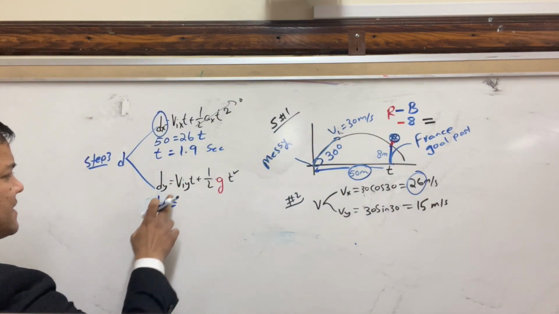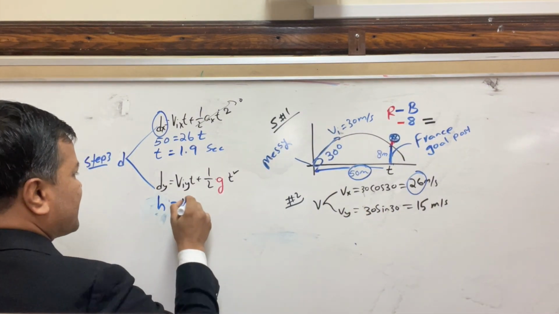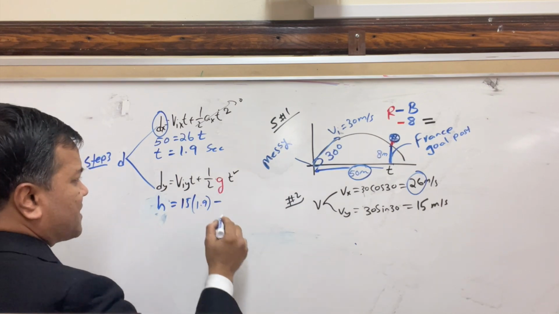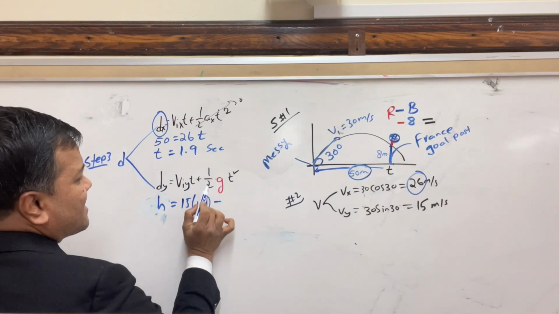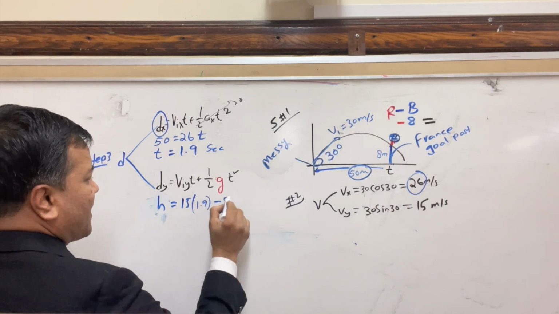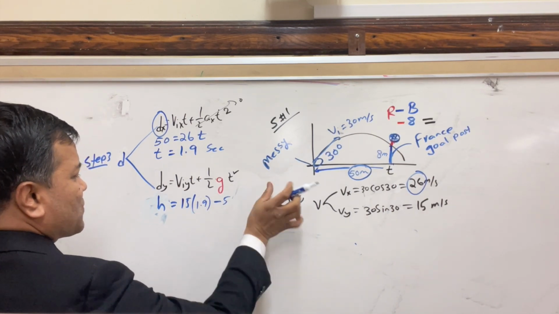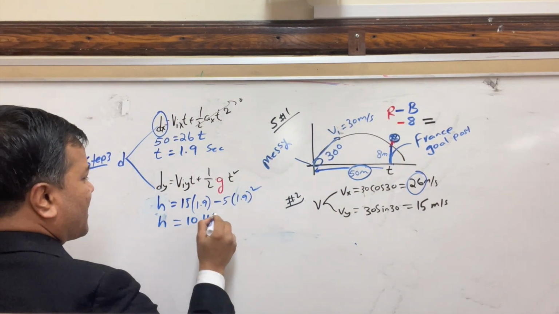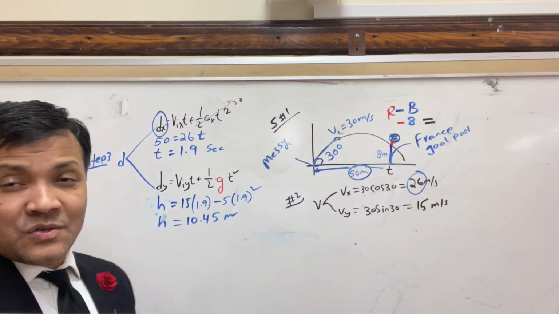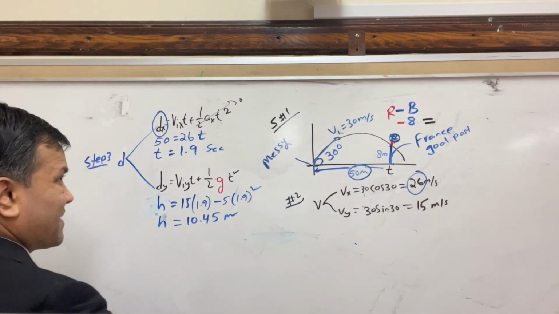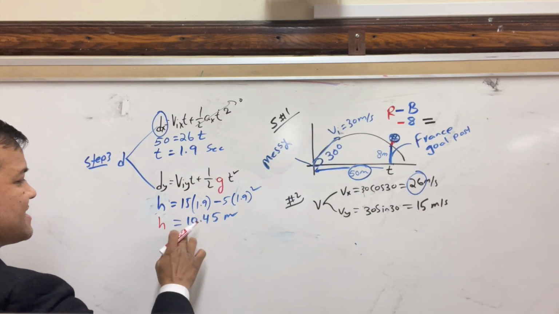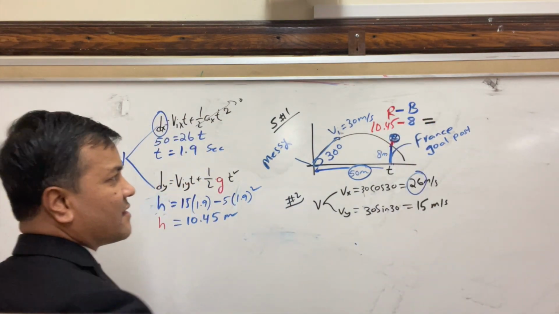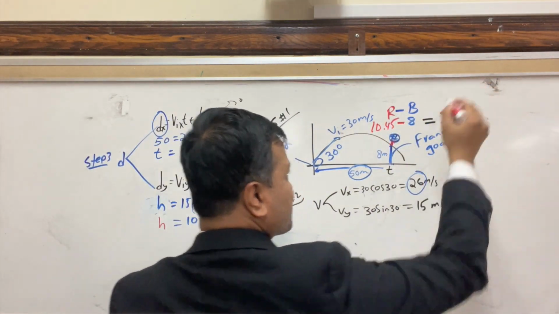Okay, so height. Viy is of course 15, and t is 1.9. And then we're going to use negative 10 today. So negative 10 divided by 2, which is negative 5 t squared, and t is of course 1.9 squared. So the height is 10.45 meters. So now that you know the red, this 10.45 is in meters of course.